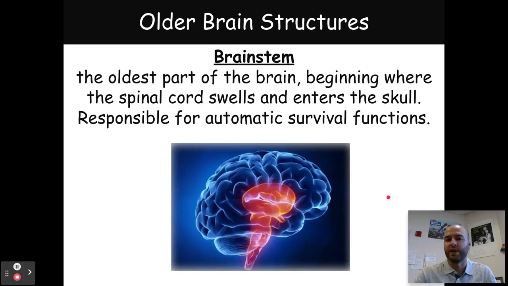As we move into our talk of brain structures, we're going to start with the older brain structures, or the old brain. This is the oldest part of the brain, beginning where the spinal cord swells and enters the skull. And this is responsible for our automatic survival functions, right? It was the oldest part of the brain. It developed earliest, so it's our most primitive and controls our most important functions, such as our heartbeat, breathing, body temperature regulation, things like that, that humans needed to evolve with to survive.